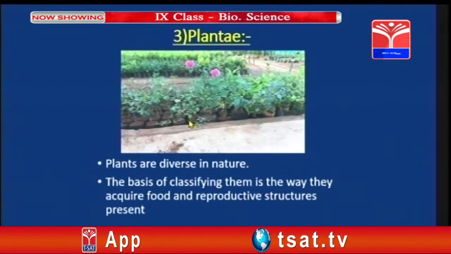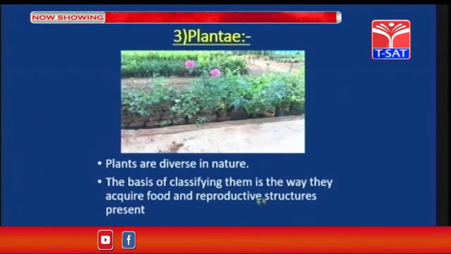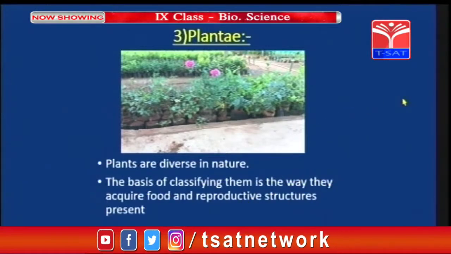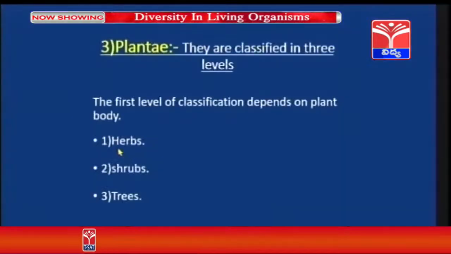Plantae. Plants are diverse in nature. The basis of classifying them is the way they acquire their food and they reproduce. So let us know how many types there are in Plantae. They are classified in 3 levels. The first level is herbs, shrubs and trees.